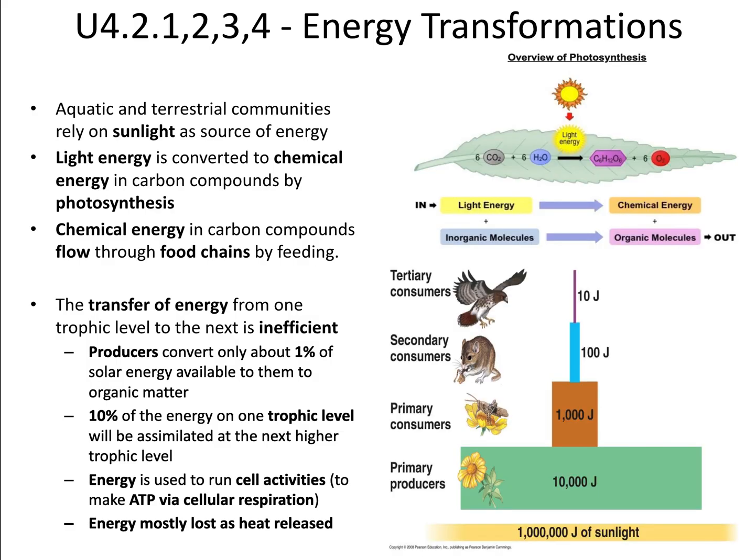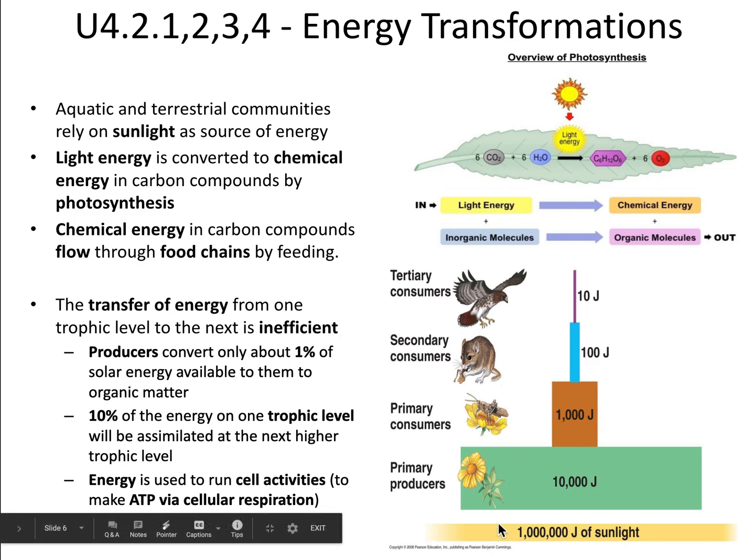Okay, so let's get into 4.2. This first slide covers a lot of understandings. Notice it's 1, 2, 3, and 4. So the first understanding is right here. Aquatic and terrestrial communities rely on sunlight as a source of energy. So we're going to be getting into photosynthesis in this section, not today, but in this section of 3 topics. And sunlight is the key. Without sunlight, there would not be these energy flows occurring in ecosystems.